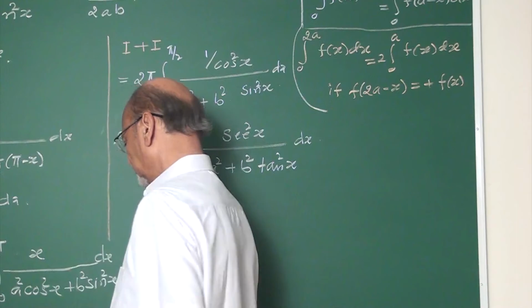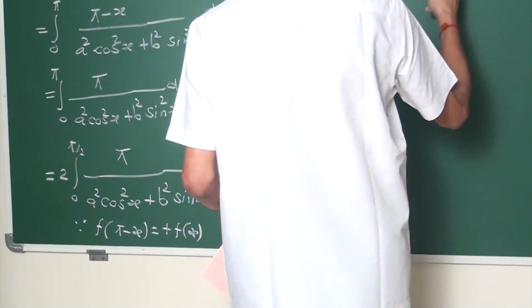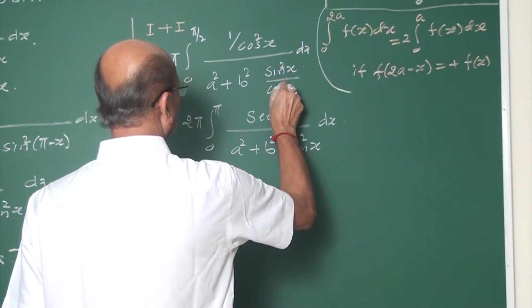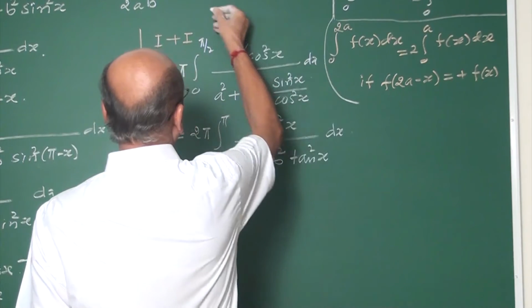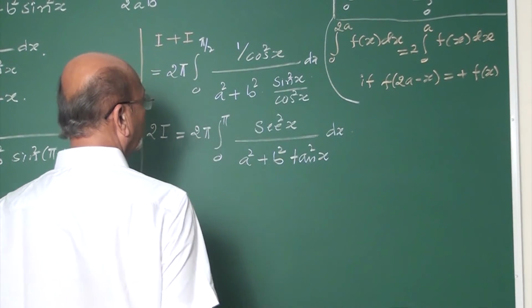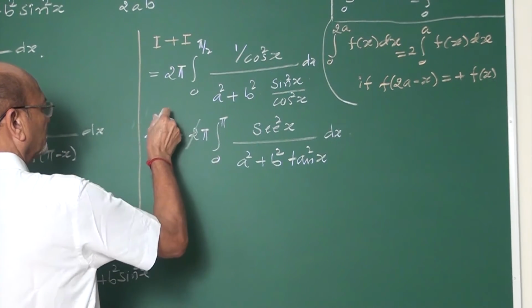Here, my friend, this is sin square x. B square into sin square x, you are dividing by what? Cos square x. And this is cos square x. If you want, you can write here. Otherwise, here you can write, divide numerator denominator by cos square x. Yes. 2 gets cancelled, my friend.